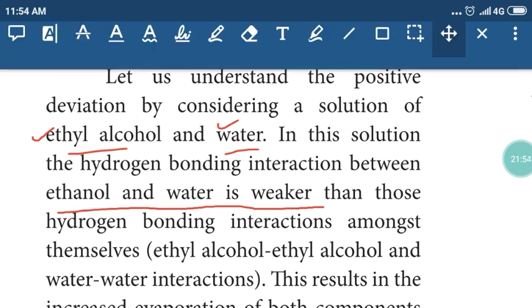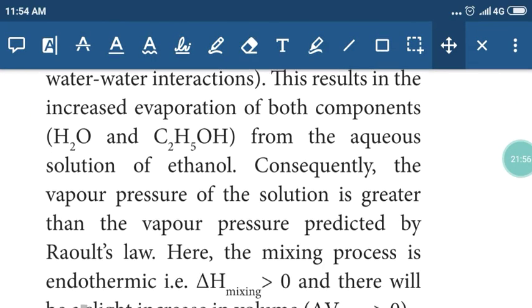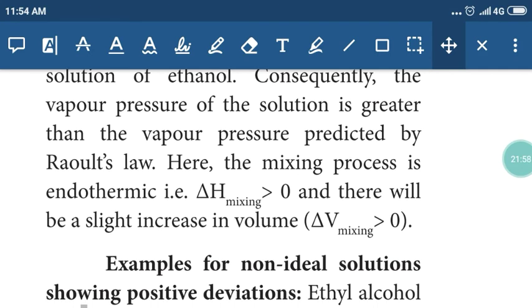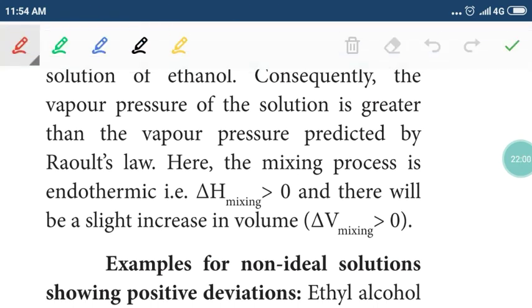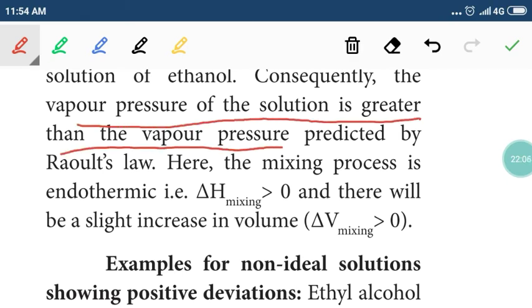Both the molecules will have the tendency to escape, so the overall vapor pressure of the solution will be increased. The overall vapor pressure of the solution will be greater than the vapor pressure of individual solute and solvent. By mixing ethanol and water, the delta H value will be positive, so this will be an endothermic process, and there is a slight increase in the volume. So the delta V value will also be positive.